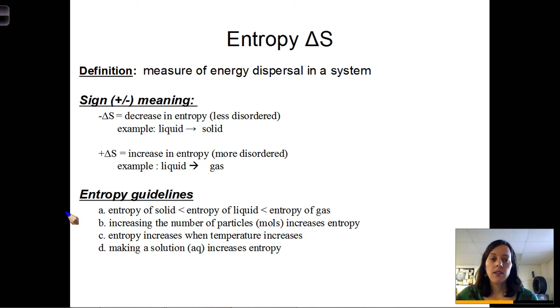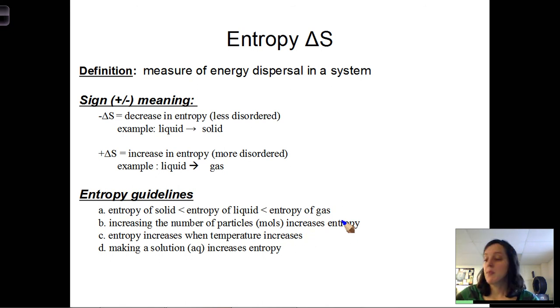A positive delta S means that entropy is increasing or energy is dispersing. And the example would be going from a liquid to a gas or from a solid to a liquid. So changes of state this way are positive in entropy change versus the other ones are negatively entropy changed. We have some entropy guidelines as far as when should you expect it to be positive versus negative. The entropy of a solid is always less than the entropy of a liquid versus a gas. Increasing the number of particles or moles increases the entropy.